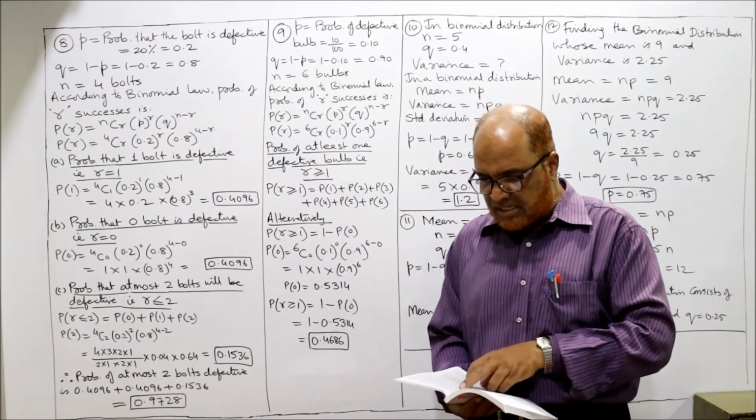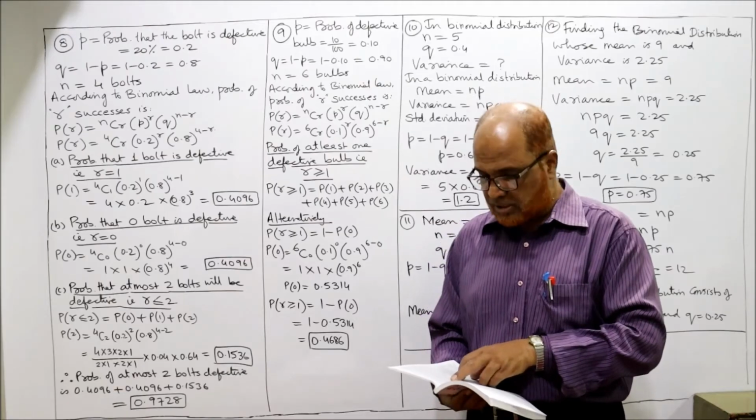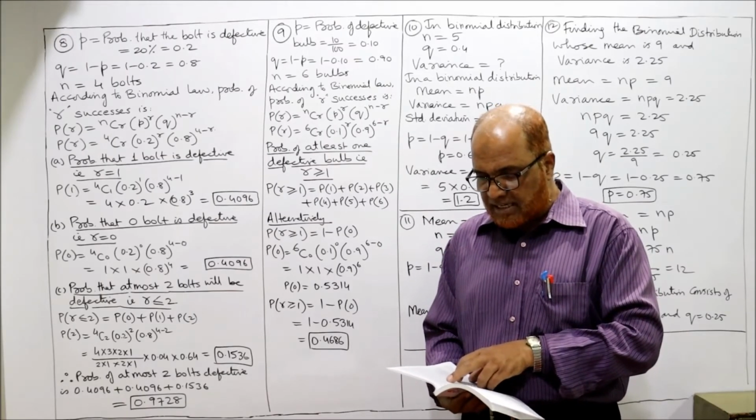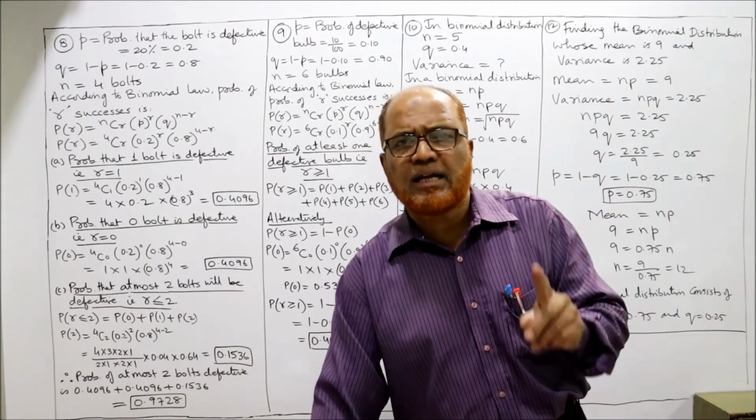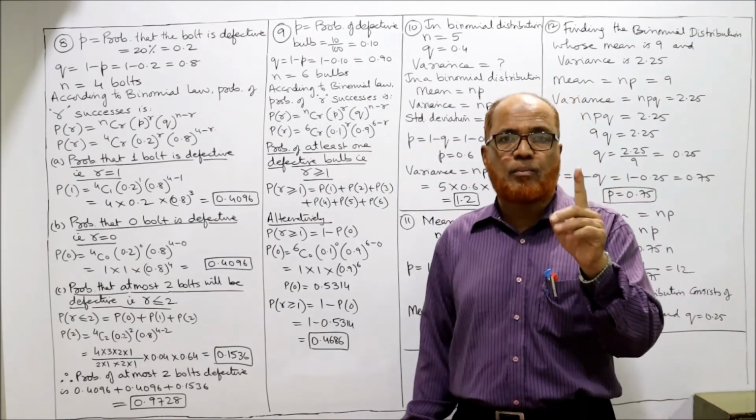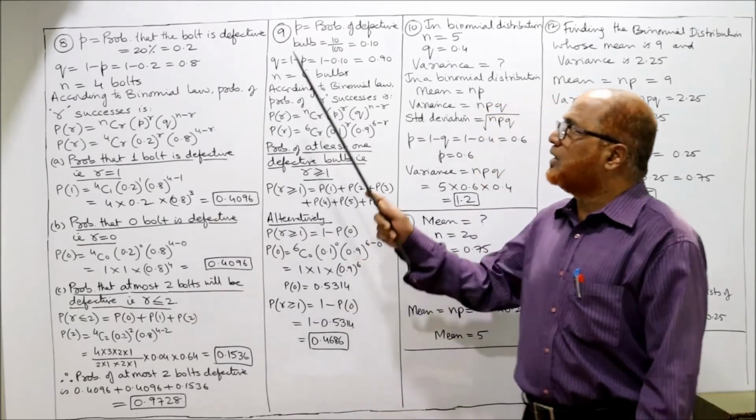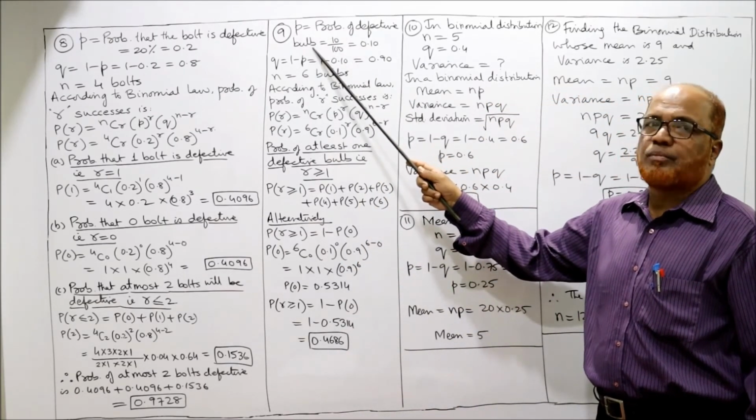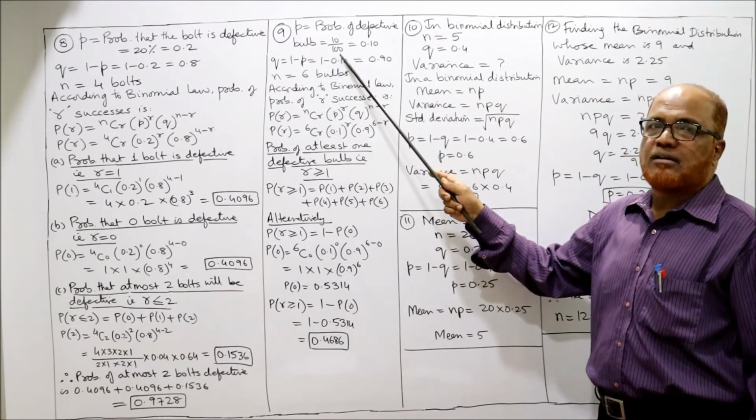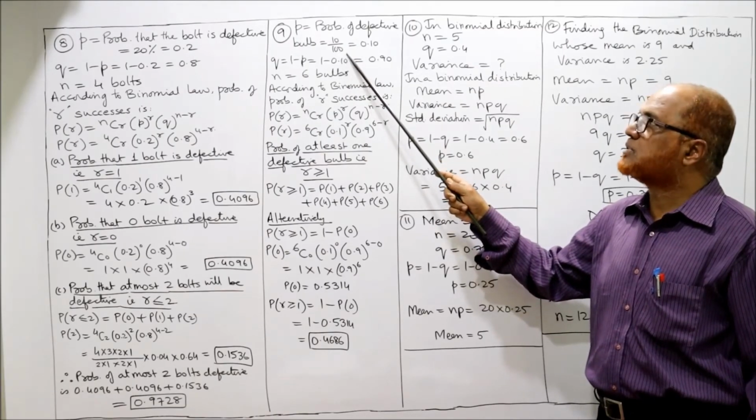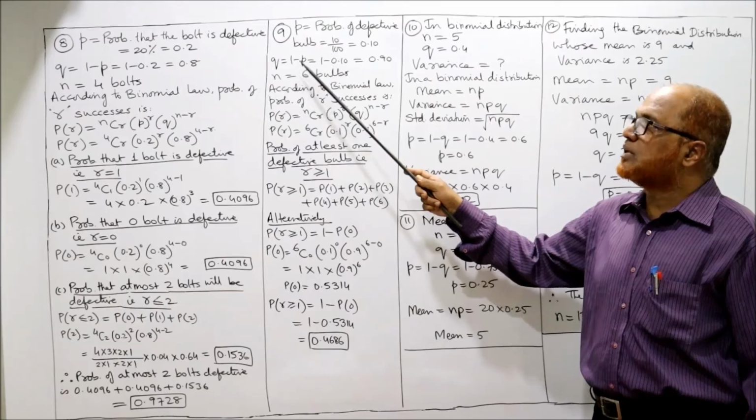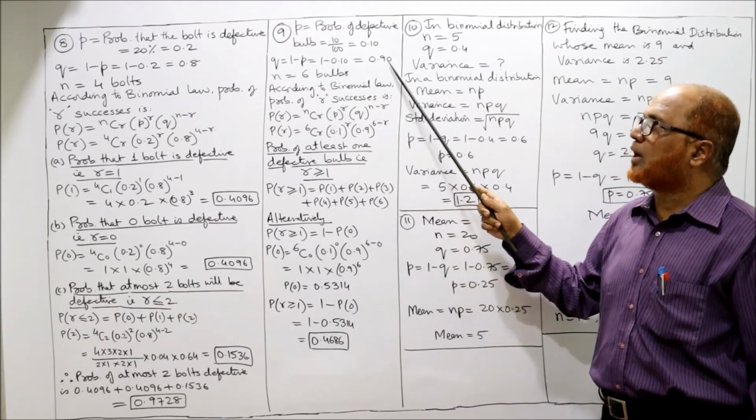If a sample of 6 bulbs is selected, N is equal to 6. What is the probability that there is at least one defective bulb? Already we have done so many problems. At least one: at least one bulb will be defective. So here P is the probability of a defective bulb, 10 by 100, 0.1. 10 bulbs are defective out of a total of 100 bulbs. So 0.1 is P. Q is equal to 1 minus P, 1 minus 0.1, 0.9.